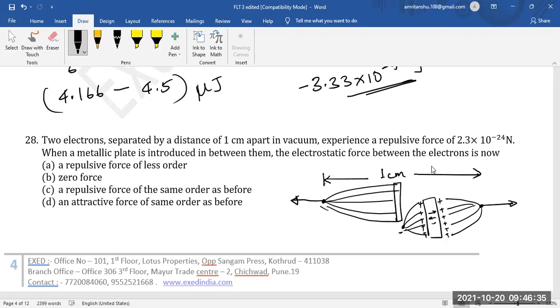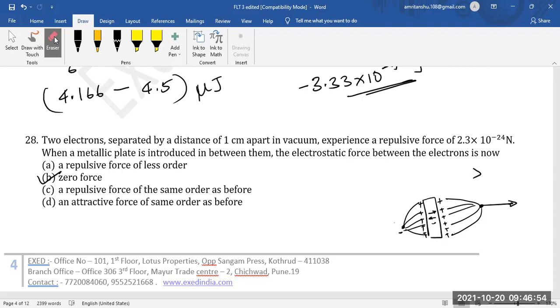So we always say zero force. It may need not be like this arrangement. It could be something else also, but point is electric field will never be able to penetrate the metallic surface, because of which we can always say the force between electrons will become zero. So let's see the next question.